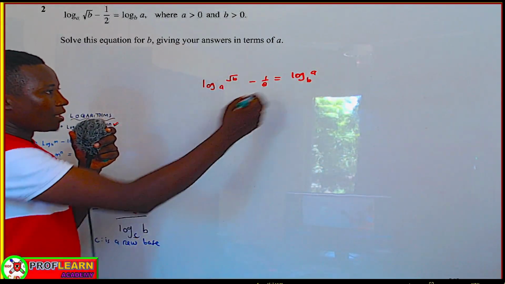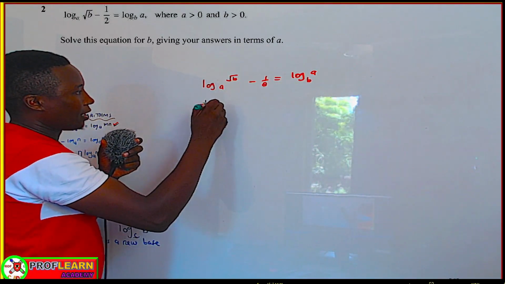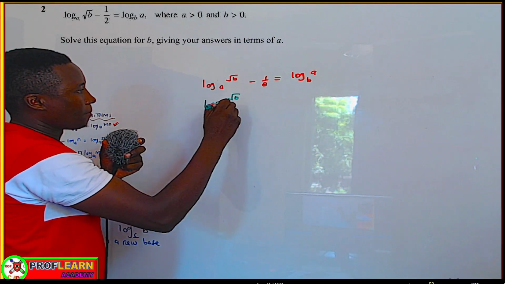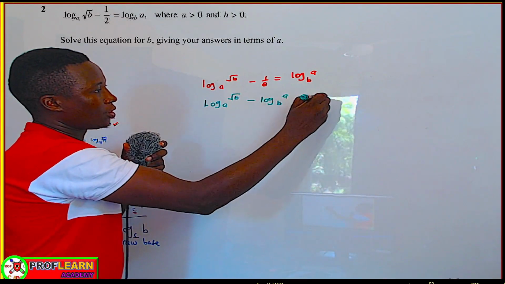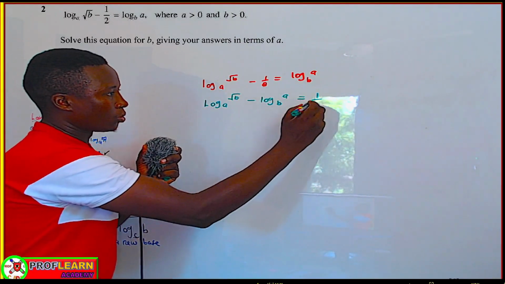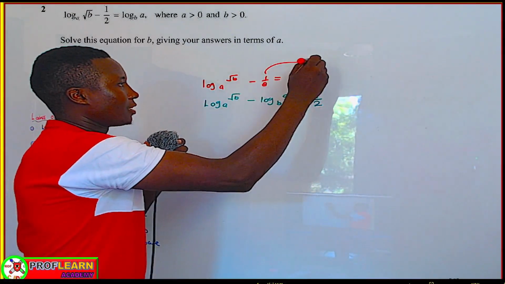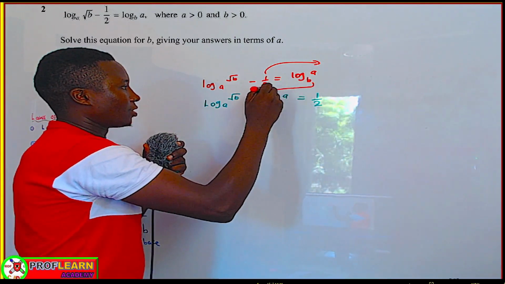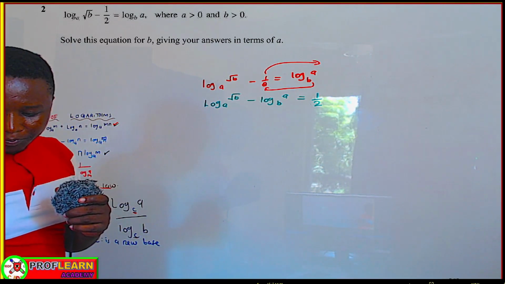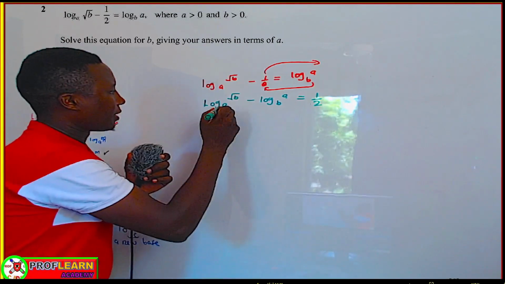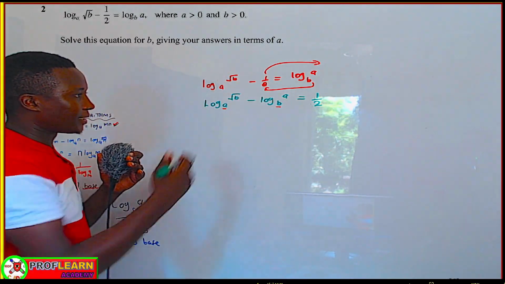So we are going to write this. Let me bring this on this side and take the half on the other side. So we shall have log root b base a minus log a base b is equal to a half. What I've just done is taken this number to the other side of the equal sign, and taken this to the other side, so that we have it in that format. Next, we look at the base at this point and the base at this point. They are not the same, so we are going to interchange that.